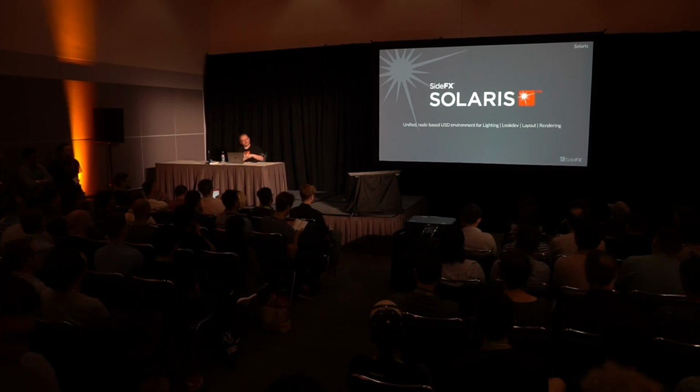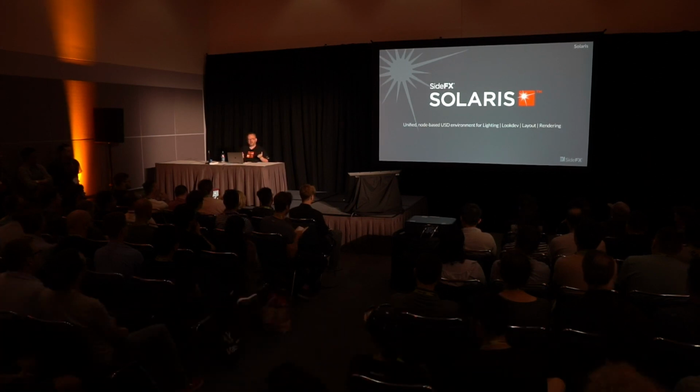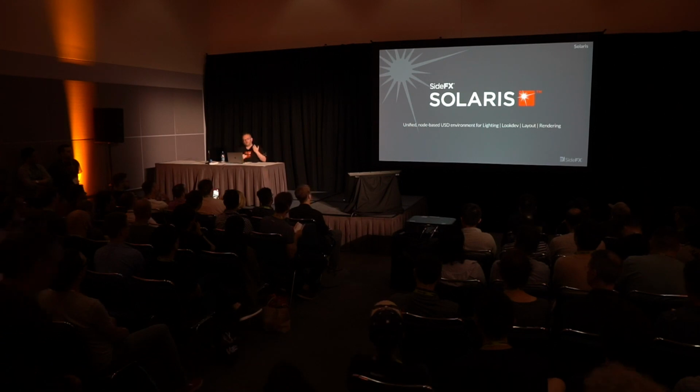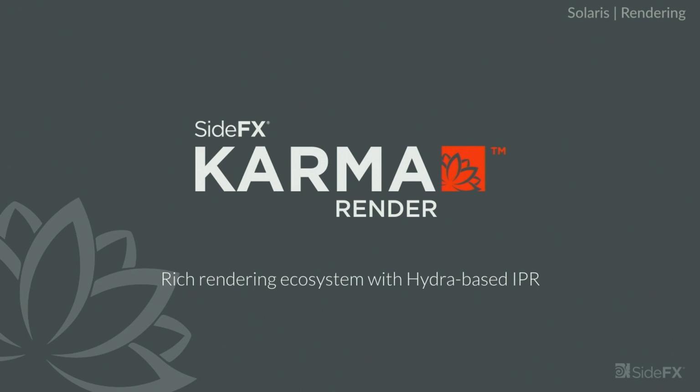So Solaris nodes, or LOP nodes, work directly on USD. It edits the data directly. You're creating actual USD as you put down these nodes. And if we're going to edit this USD and create it and manage it, we also want a way of rendering it directly as well. So we're also going to demo a little bit of Karma, which is our new CPU-based renderer, which is directly connected with Hydra. It is a Hydra render delegate, which means it can run sort of live in the viewport, taking in the USD as you're generating it.